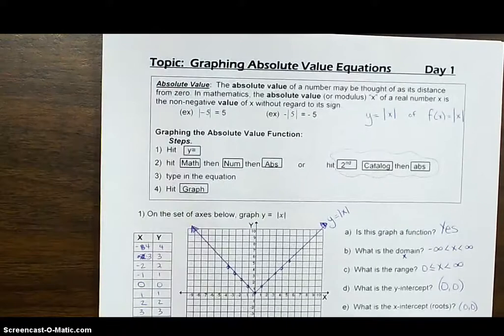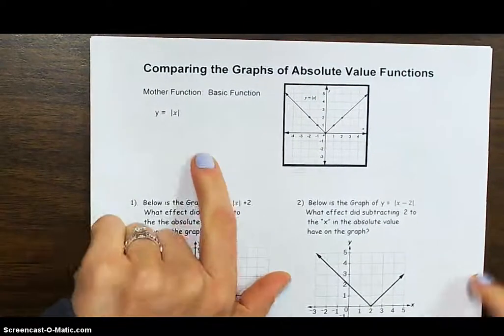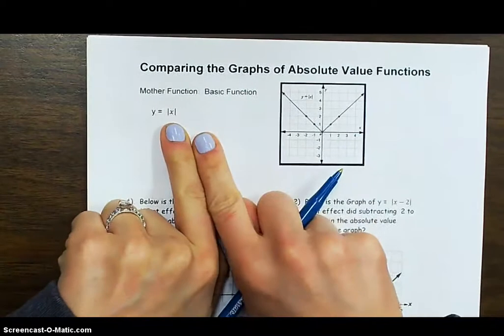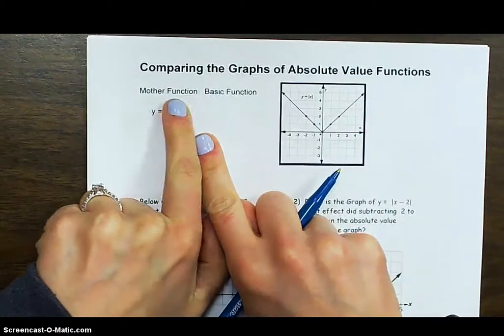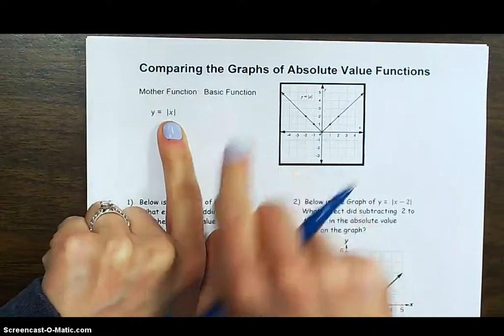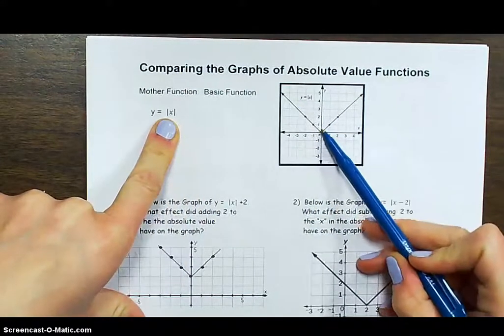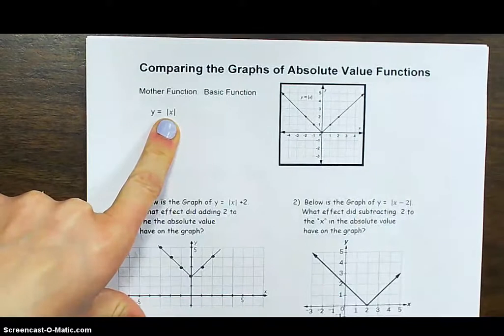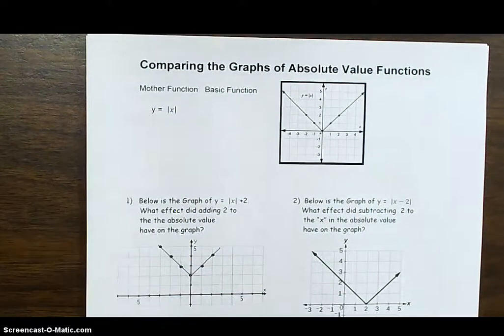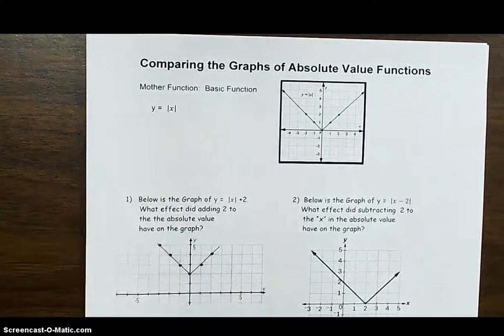So let's go ahead and flip over the page and let's take a look at what we can do with our absolute value functions. So here we have y equals the absolute value of x. So I'm going to call this the mother function. It's the most basic of our functions because there's an x there and we're not doing anything to that absolute value of x. So we have that right here. So I graphed that for you already. So we're now going to compare what happens when we make modifications to that function.